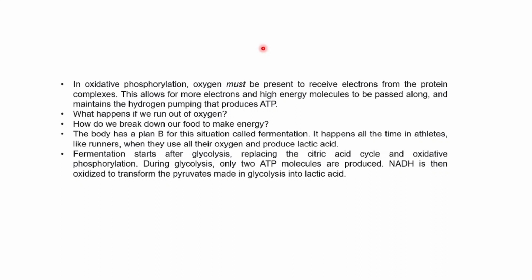So what happens if we run out of oxygen? How do we break down our food to make energy? We already discussed that question. The body has a plan B, which is called fermentation. It happens all the time in athletes, like runners, when they use all their oxygen and produce lactic acid.